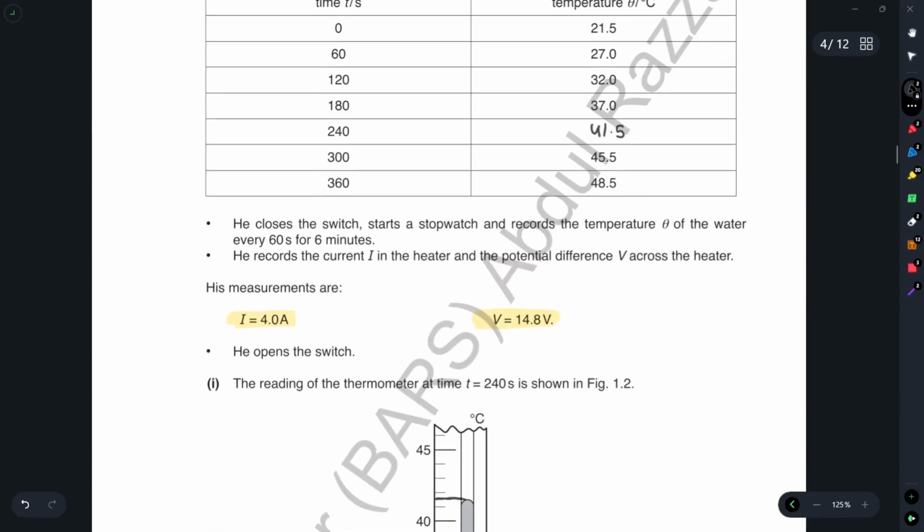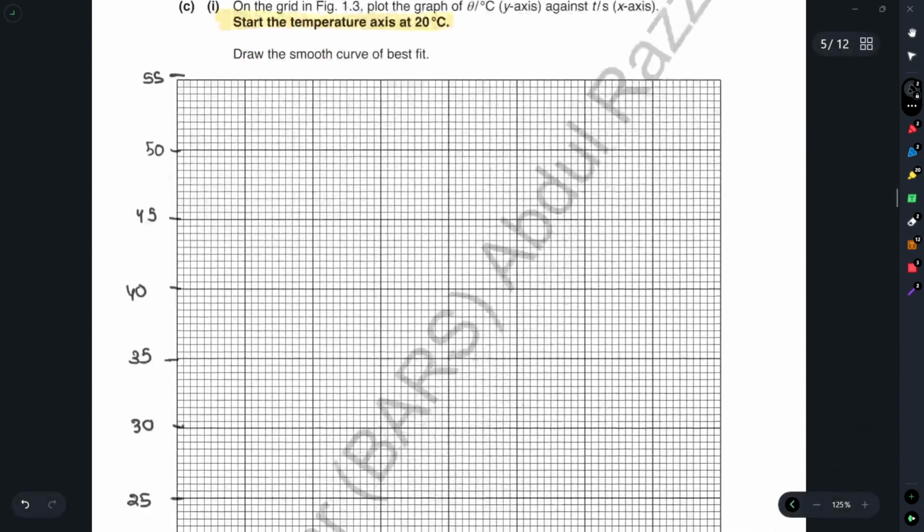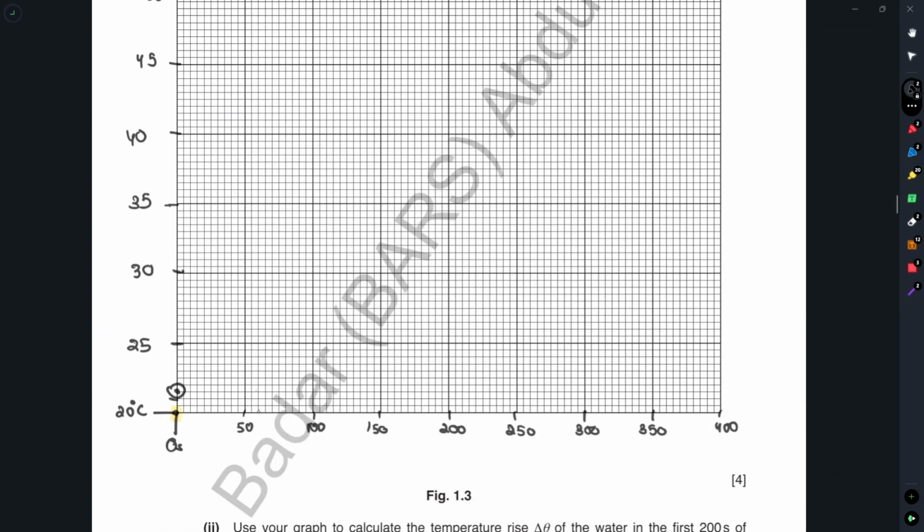At 60, it was 27, and at 120, it's 32. At 60, so this right here would be 60. It's 27. So 25, 26, and 27. And at 120, it's 32. So 110, 120 is going to be over here. So that's going to be 27, then we have 32. So over here we've got 1, we've got 2. So this right here is going to be 32.